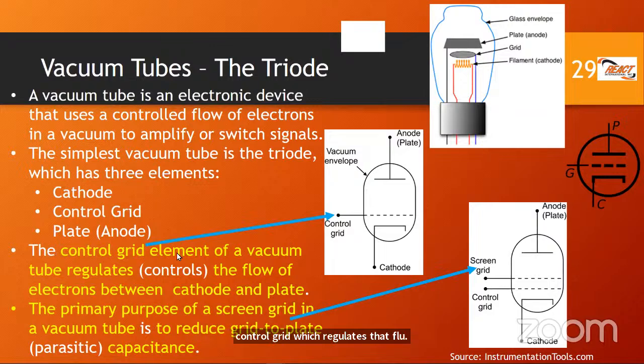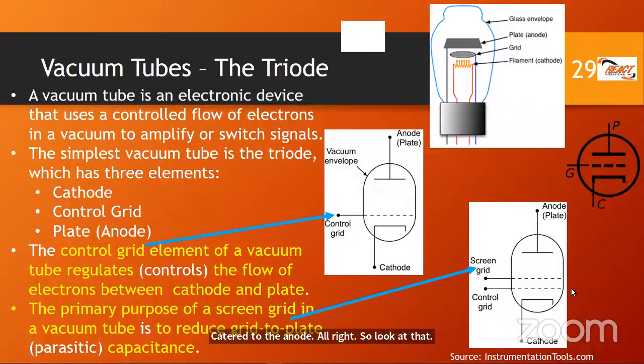The question says, the control grid element of a vacuum tube, that's this control grid here, note the dashed or dotted lines, what does it do? It regulates or controls the flow of electrons between cathode and plate. You have the cathode here and you have the anode, also sometimes called the plate. The electrons are trying to flow here, but this control grid will control the rate or regulate the flow of the electrons as they fly from the cathode to the anode. All right, so look at that.